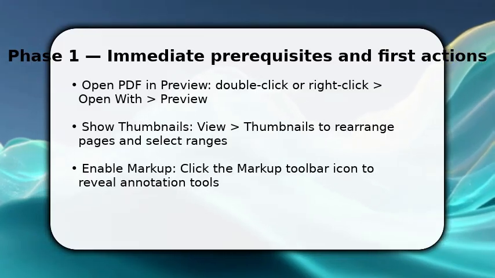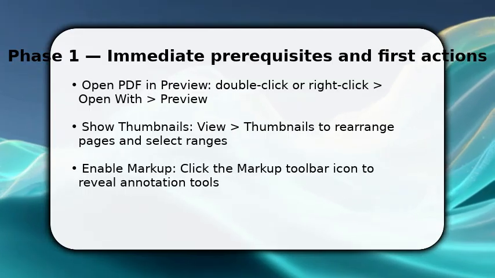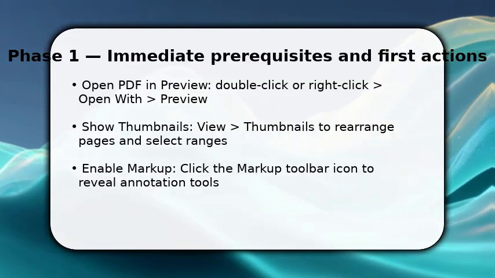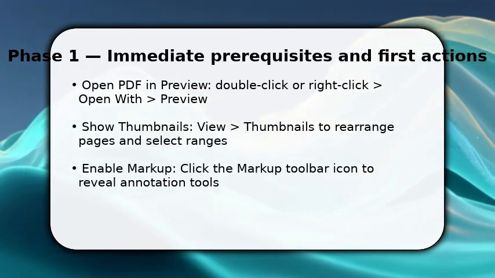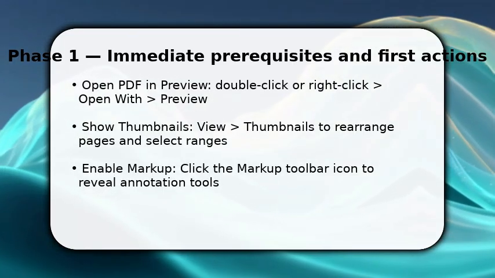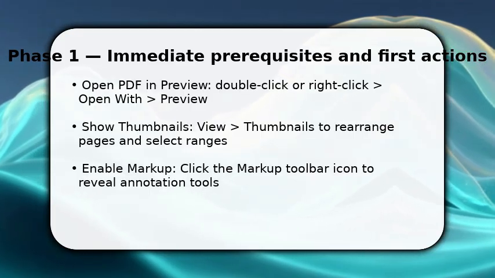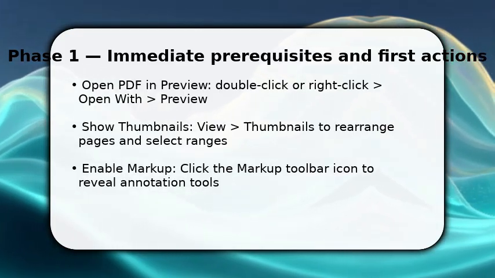You begin by opening the PDF in Preview and immediately revealing the tools you need. Once the file is open, enable thumbnails so you can see pages at a glance and select the ones to work on. Click the markup toolbar icon. This unlocks text, shapes, highlight, and signature tools.